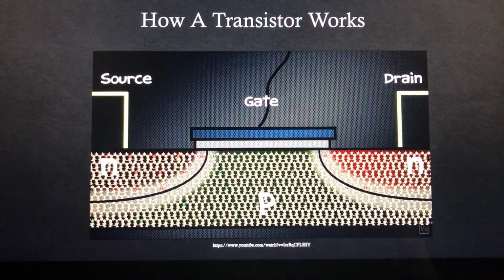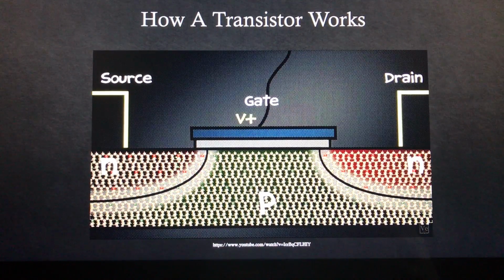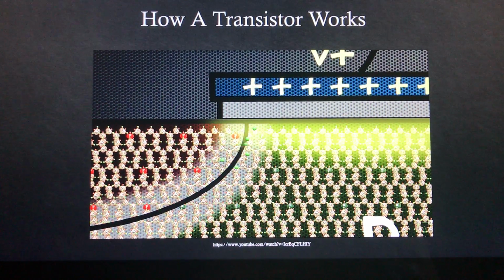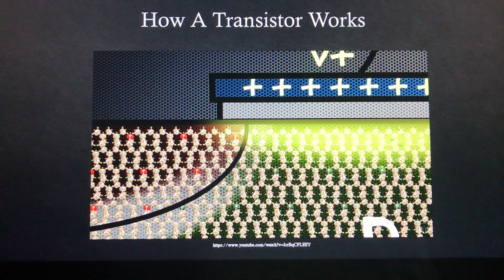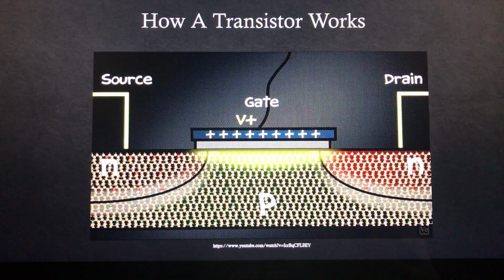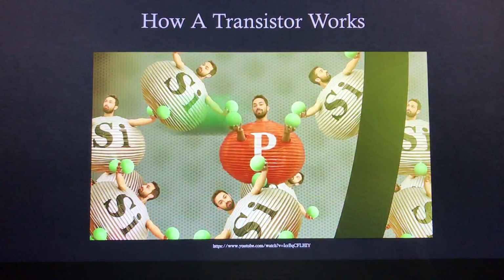To turn it on, you have to apply a small positive voltage to the gate. This attracts the electrons over and overcomes that repulsion from the depletion layer. It actually shrinks the depletion layer so that electrons can move through and form a conducting channel. So the transistor is now on. It's in the one state.